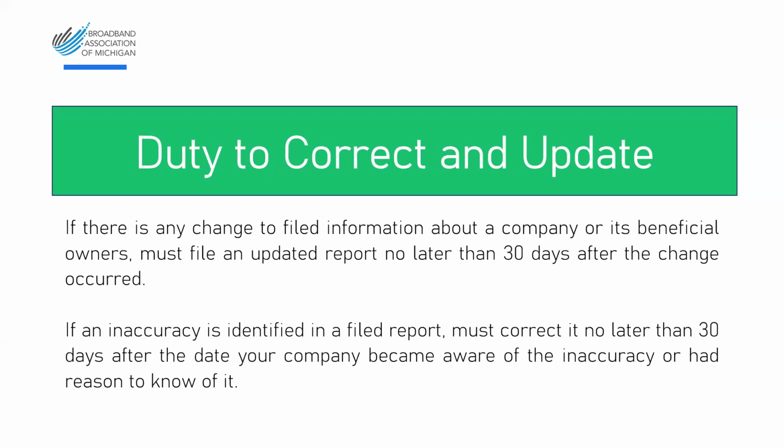I'll just say generally, because I know we're running long, there is an ongoing duty to correct and update your report. So if there are changes to any required information that was previously provided in a report, then those changes or updates need to be made generally within 30 days. If we later realize we have an inaccuracy in a filed report, it needs to be corrected within 30 days. Companies that maybe at one point were exempt but lose their exemption must make a filing within 30 days.